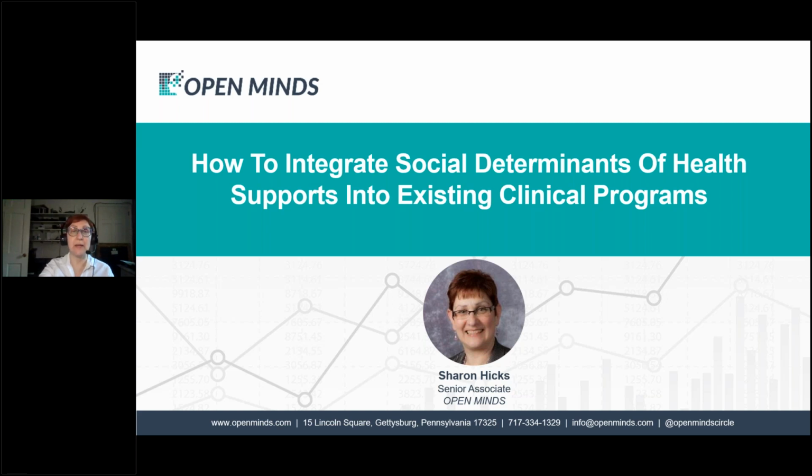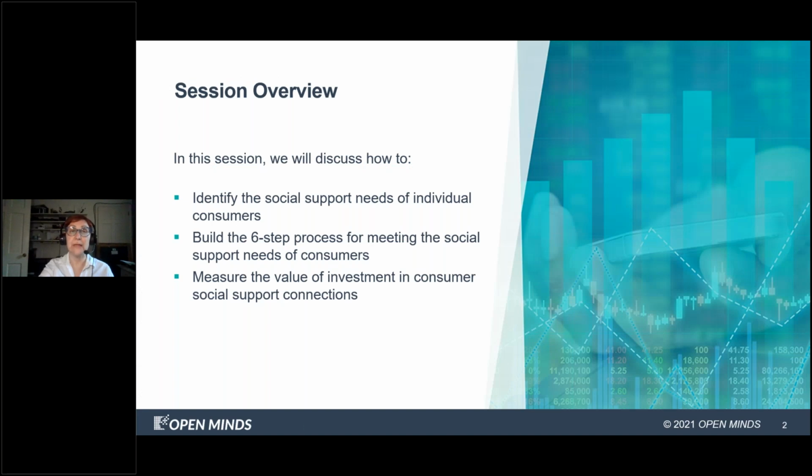and even expanded. So today we're going to focus on three general topics: how one identifies social support needs of individual consumers, what is the 6-step process for meeting those needs, and then how do you measure the value of investment. And we will try to get through most of these presentations and then we'll go into some questions. So feel free to submit your questions as I'm speaking, and we will address them as we go.